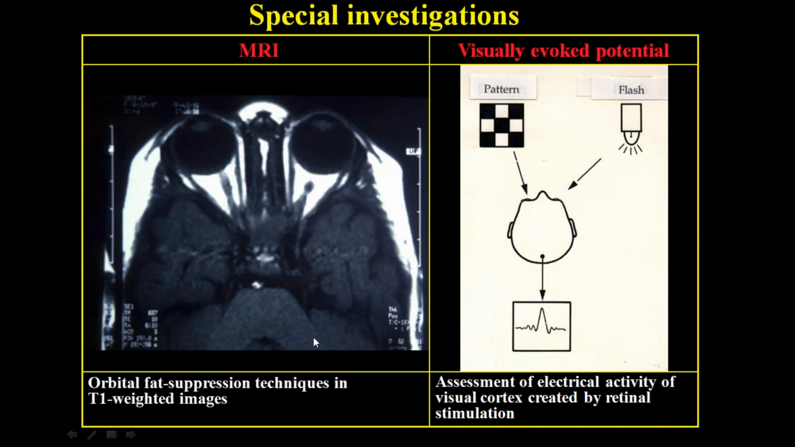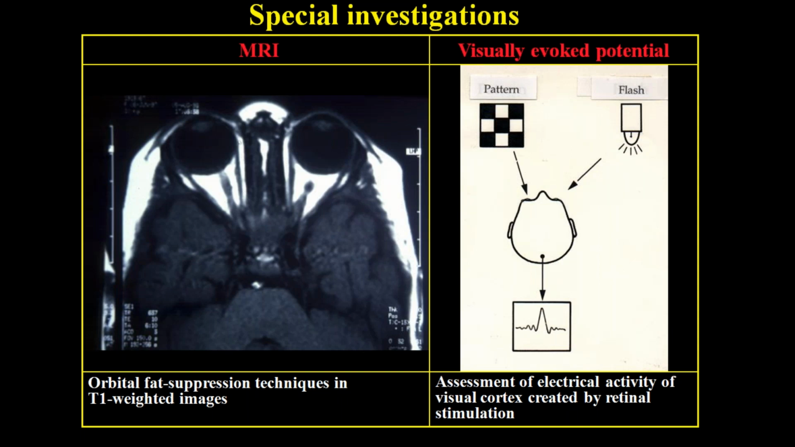And the next one is MRI, which is commonly done for assessing the optic nerve status in case of optic nerve dysfunction. So this is in brief about optic nerve dysfunction. So what happens in optic nerve dysfunction? There is decreased contrast sensitivity, decreased visual acuity, the pupil is affected, color vision is affected.